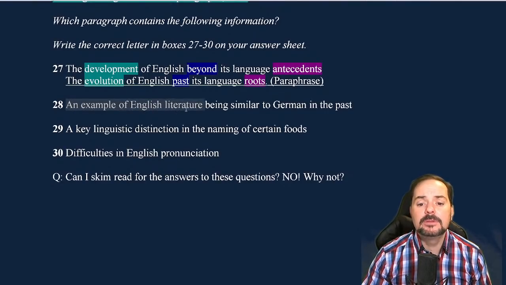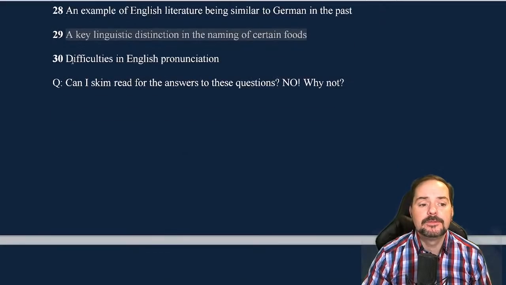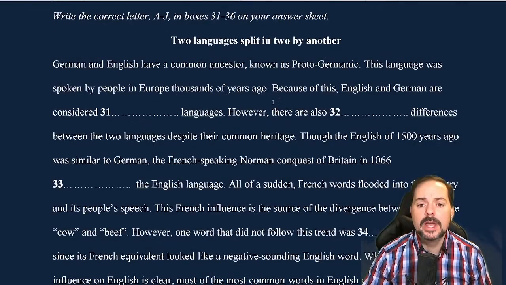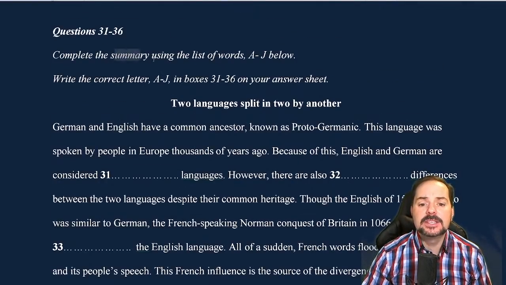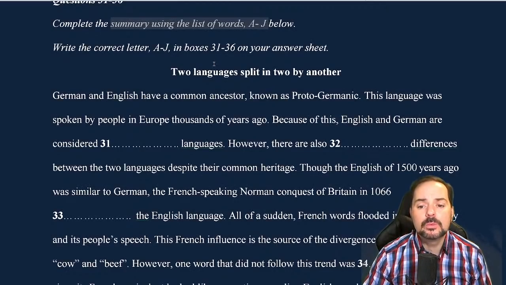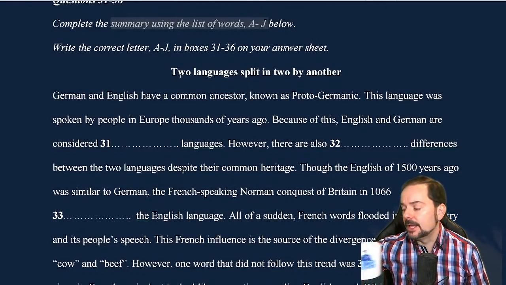So an example of English literature being similar to German in the past. A key linguistic distinction in the naming of certain foods. Difficulties in English pronunciation. Okay. All right. Here we have a summary completion using the words A to J below. Don't worry about the words. Just look at the summary and read it. It will help you.